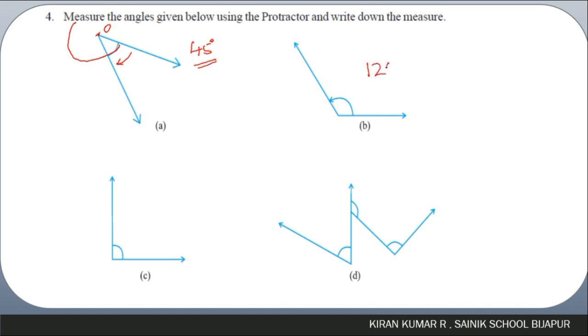Obtuse angle, second one 125 degree. This will be 90 degree. Here there are 3 different angles. You can measure. This angle is a right angle, 90 degrees. This particular angle is an obtuse angle, 125 degrees. This angle is 60 degree. You can check this out. In the textbook, you can measure the angles of those figures.